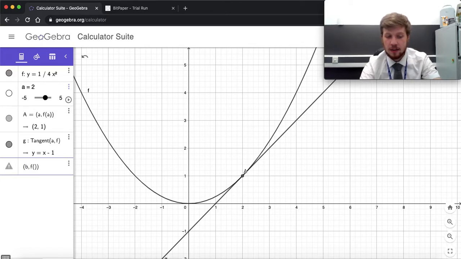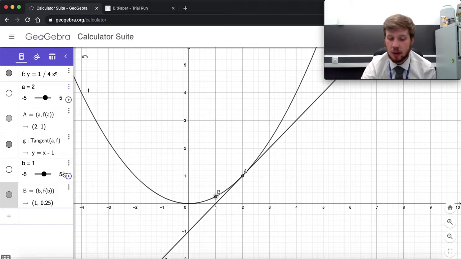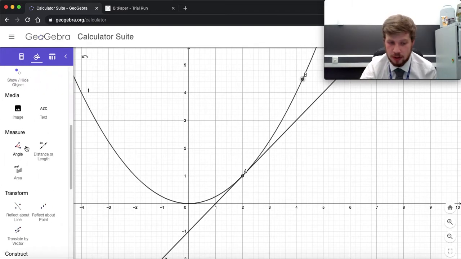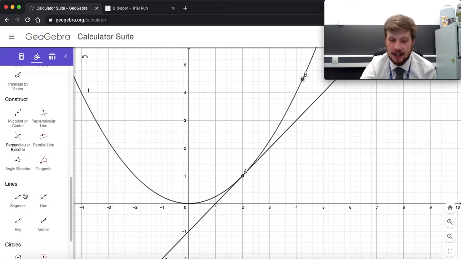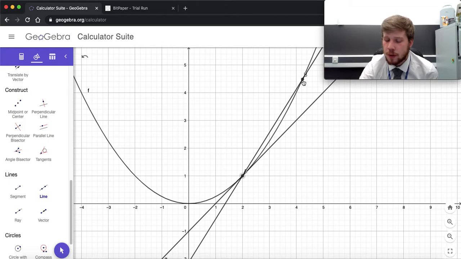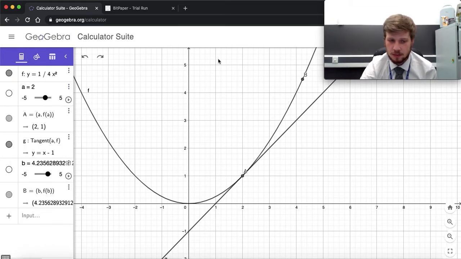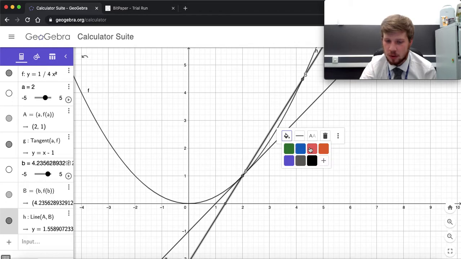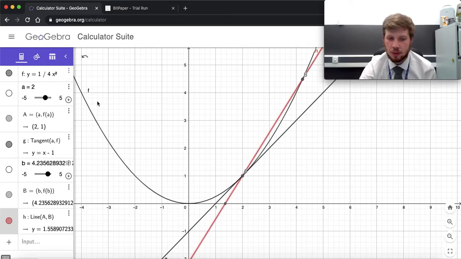So I'm just going to introduce another point, and I'm going to call that B and f of B. And this will create a slider as well that I can move. And let's say that B starts off up here somewhere. And if I draw a line through those points, so through both point A and B, that will give us a rough approximation for what the gradient is. I'm just going to change the colour of the line just to make it a bit more obvious. So it's the red line that I'm looking at.